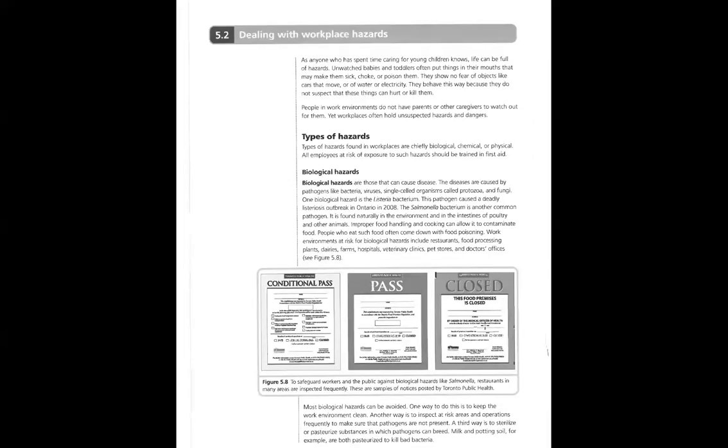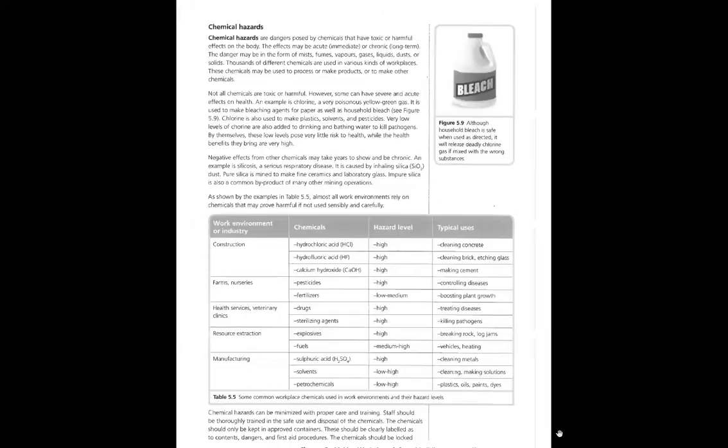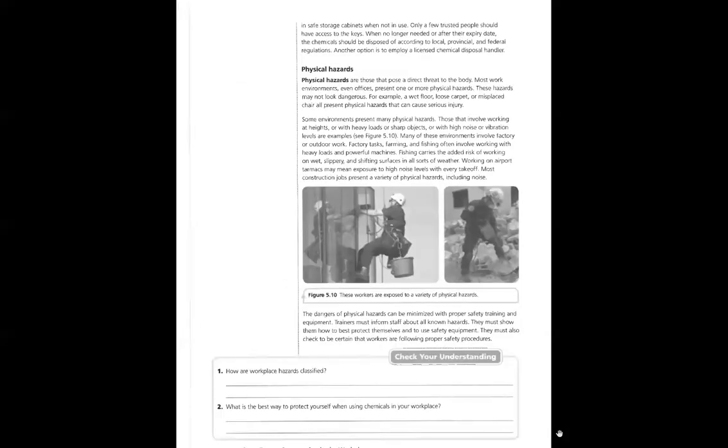Okay, 5.2, which was lesson 17, is dealing with workplace hazards. All right, so we looked at the types of hazards to start off with. We looked at biological hazards. We looked at chemical hazards. We looked at different industries and the types of hazards that you can come up against in various industries. Physical hazards, and how you can avoid them in the workplace.